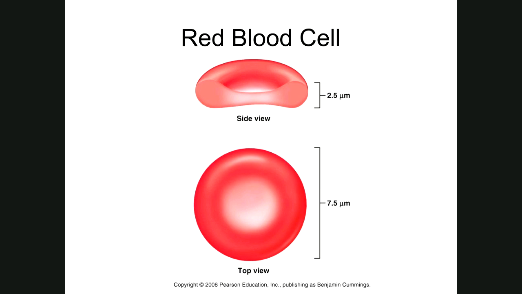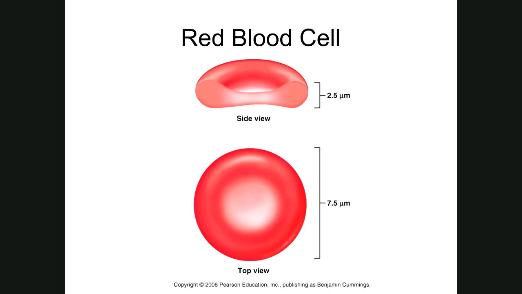Males, that's the first one, 14 to 16.5 grams of hemoglobin per 100 mils of blood. Okay. Females have 12 to 15 grams of hemoglobin per 100 mils of blood. Now, hemoglobin, besides carrying oxygen, is an excellent buffer. It can also carry hydrogen ions, also act as a buffer.